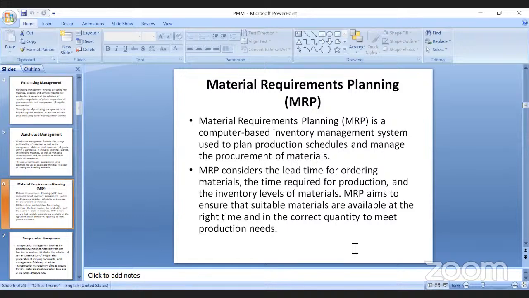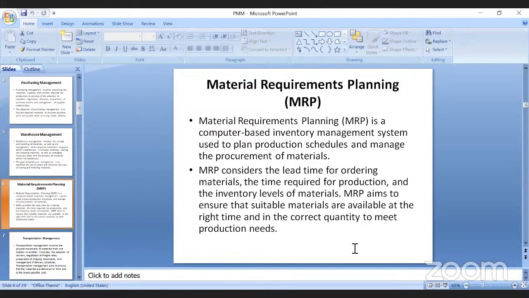In material requirement planning, we have to consider the lead time for ordering of materials. What is lead time? Time frame for procurement. Yes. That means when we are discussing the material requirement, you have to consider the lead time for ordering of materials, and also the time required for the production system and the inventory levels of materials.